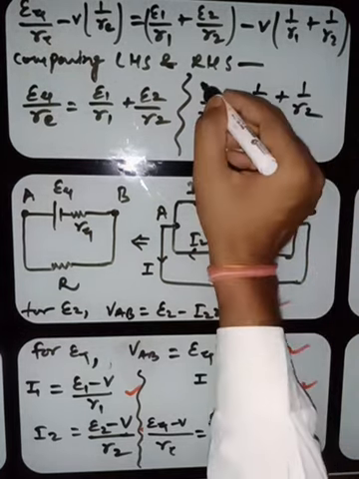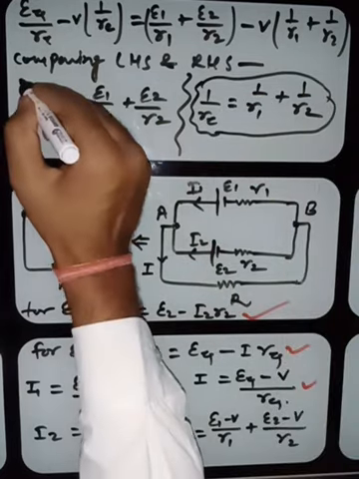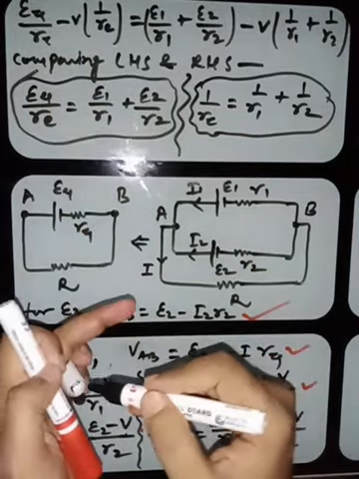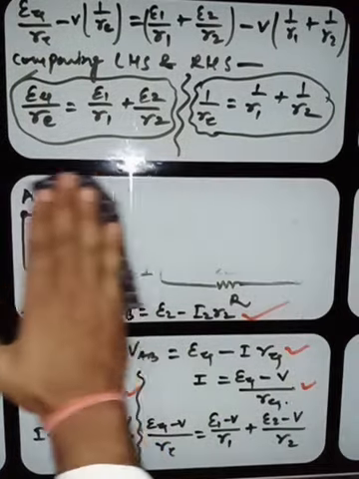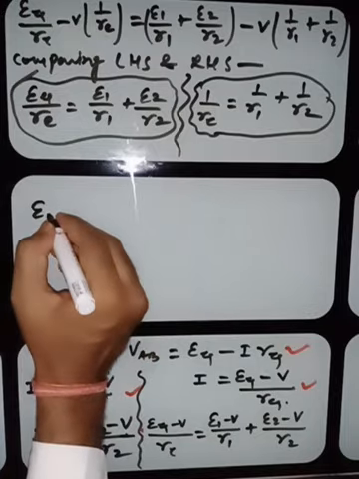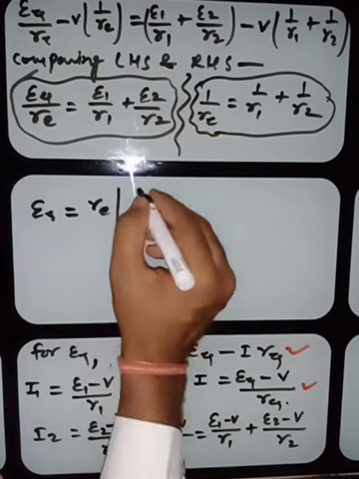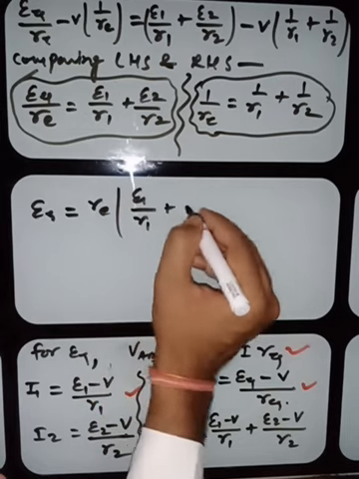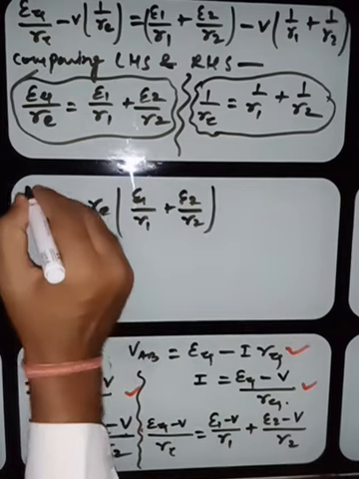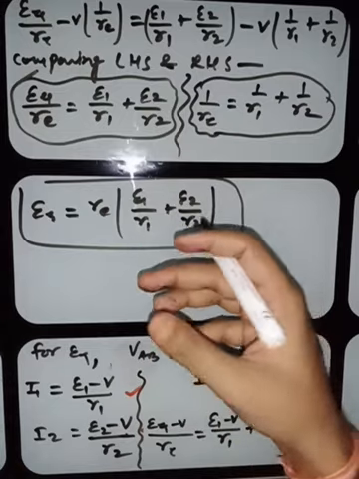Okay, so this is the equivalent resistance and this is the equivalent EMF by equivalent resistance. Now student, you can write the equivalent EMF only. It is R equivalent times E1 by R1 plus E2 by R2. The very simple equation. Okay, so this is the E equivalent.